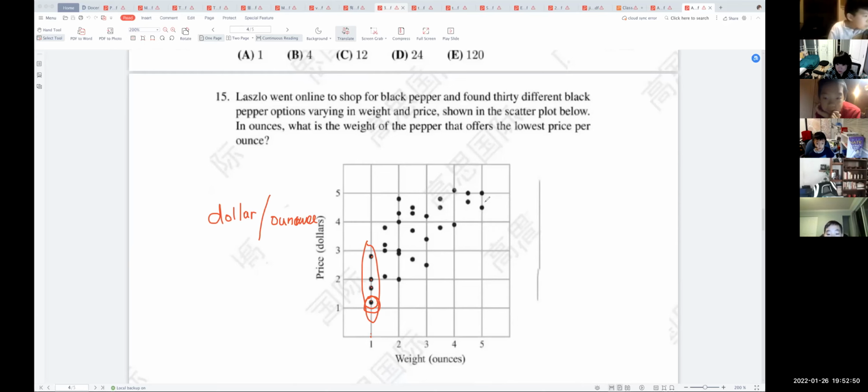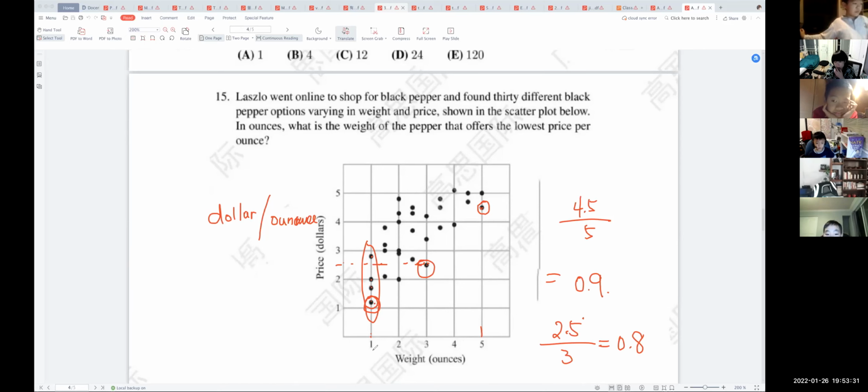So on this line, of course, this one is the cheapest. But we can take a look at this one. How about this one? So this one is 5 ounces. But let's take a look at this one. This one's only selling for $4 and maybe 4.5. 所以你看，这每一个盎司它才折到多少钱？0.9。看到没有？So this one is actually cheaper. 对不对？So we could take a look at this one. This one's 3 ounces and selling for 2.5. So 2.5 divided by 3 equals what? 0.8 something. So this one's even cheaper than this.